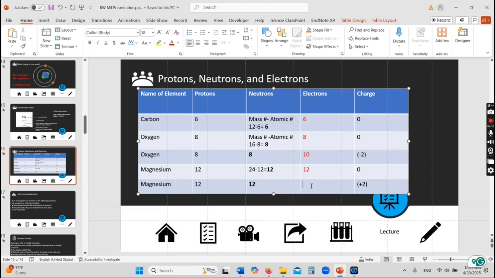Now, if we went to the store with $12 in our bank account and at the end of the day we still have $2, how much money did we spend? We spent $10. This is an example of how your electrons change. You see how magnesium and oxygen, when they have charges, have the same number of electrons, but they have different charges and they're different elements. So this is how we are going to calculate protons and neutrons and electrons.